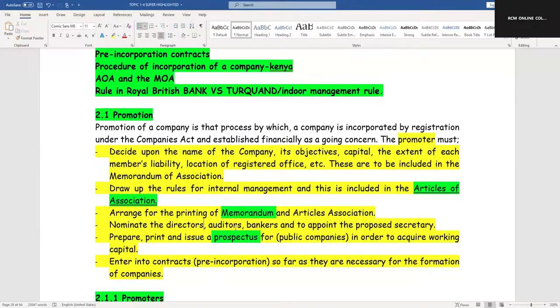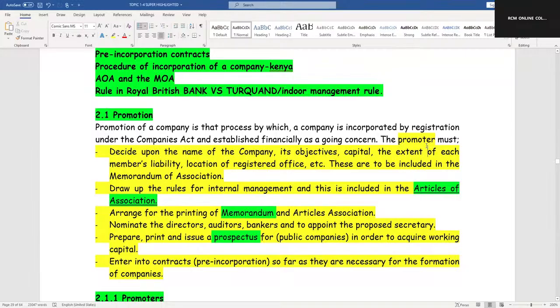For example, when you talk about an auditor, formally, how does he end up being appointed as a company auditor? When you talk about a director, formally, how does he end up being appointed as a director? But on formation, the person who plays this key role of proposing these officers, so they can commence when the company is being formed, is the promoter of the company.